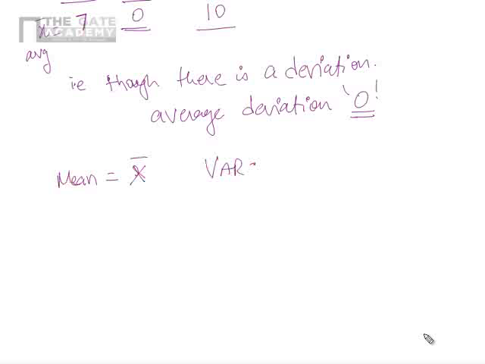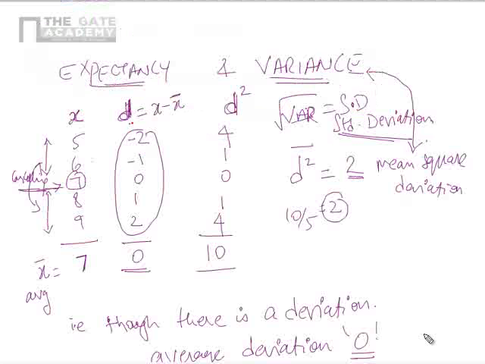Variance is nothing but mean square deviation. And what is deviation? Deviation is nothing but x minus x bar. That's how we computed deviation, right? For every entry of x, we found the mean and subtracted the mean from every entry of x to find the deviation. And the square of the deviation we found, and the mean of the square deviation is your variance.